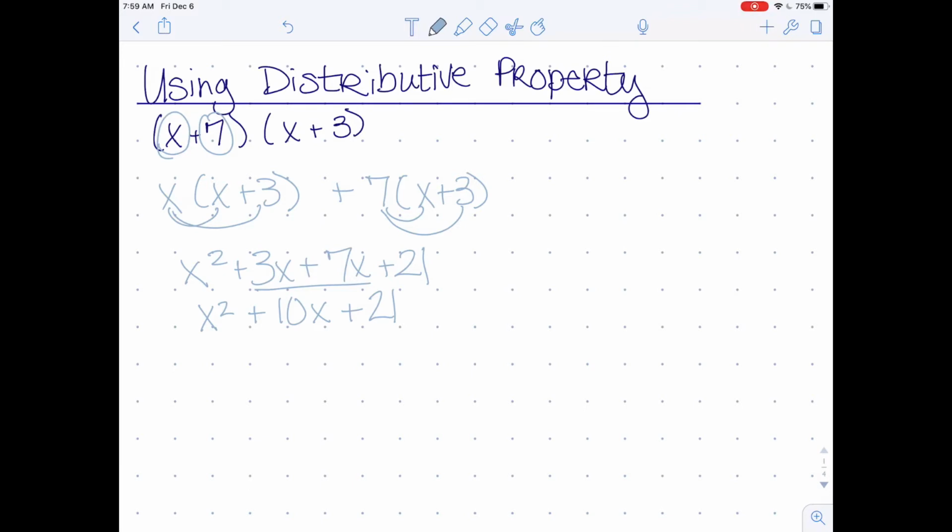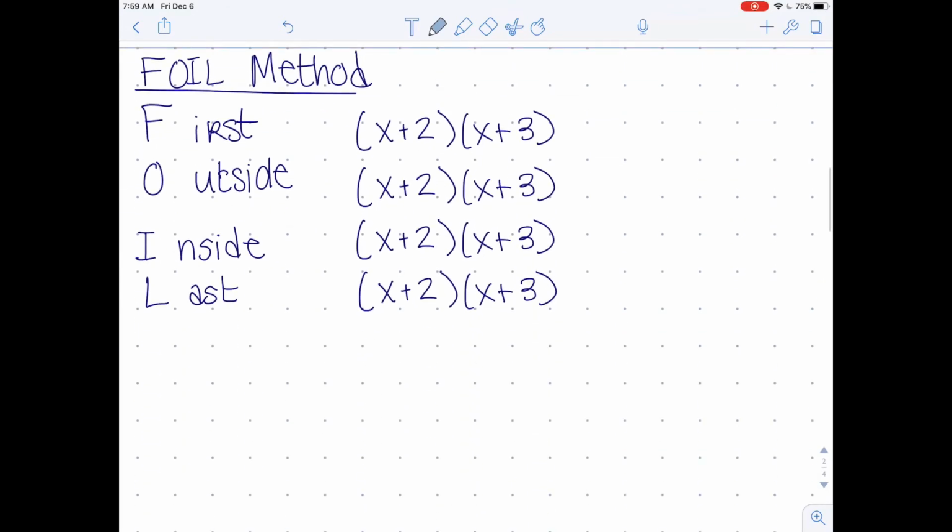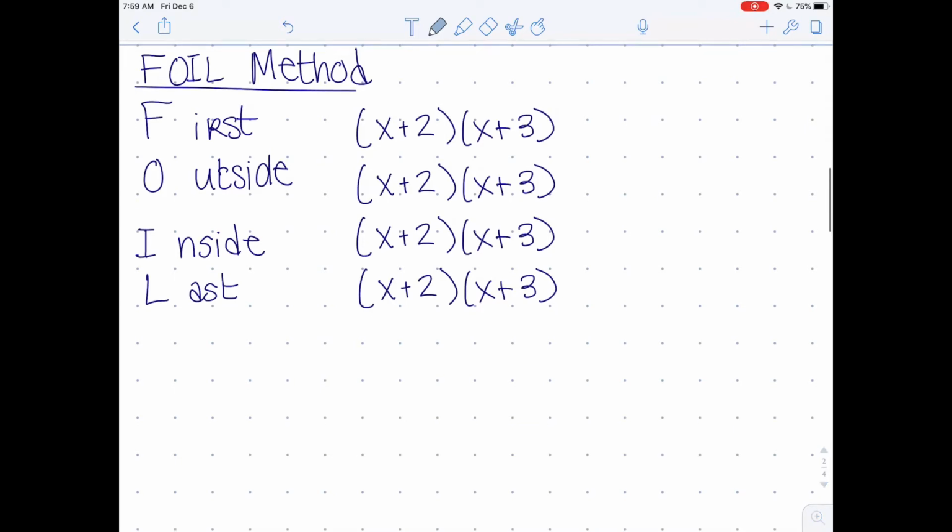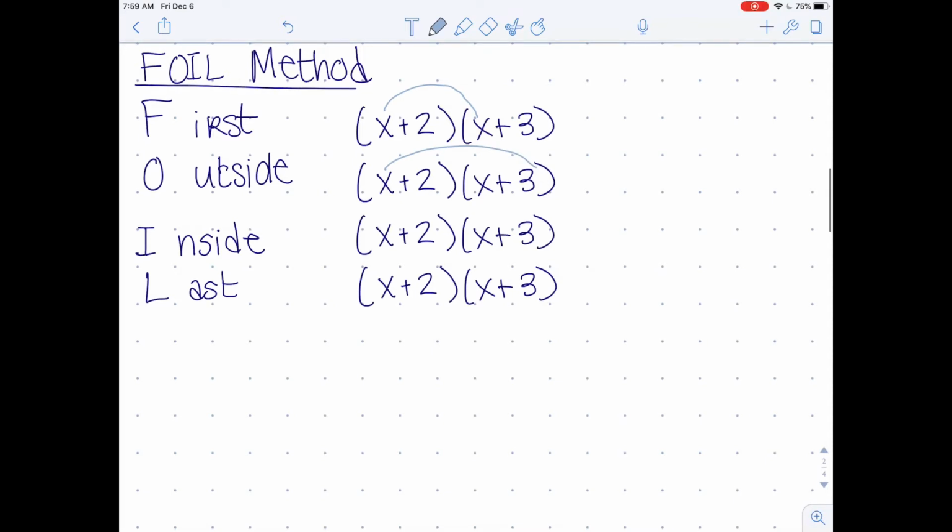Now, there is another way to do this, and that is called the FOIL method. So the FOIL method stands for first, outside, inside, last. So first means we're going to take the first two terms times each other. Outside means we're going to take the two outside terms times each other. Inside means we're going to take the two inside terms times each other. And last means we're going to take the two last terms times each other.